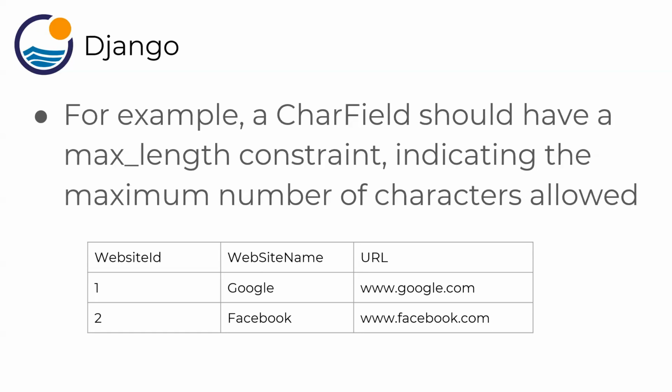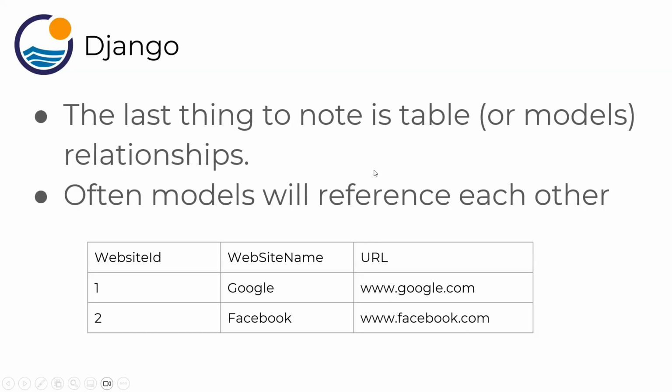For example, a char field should have a max length constraint, because you can type any name, any characters, up to the max length, which indicates the maximum number of characters allowed. And the last thing to note is tables and relationships. A table is a model in the language of Django, and it is a relationship in the language of table databases.